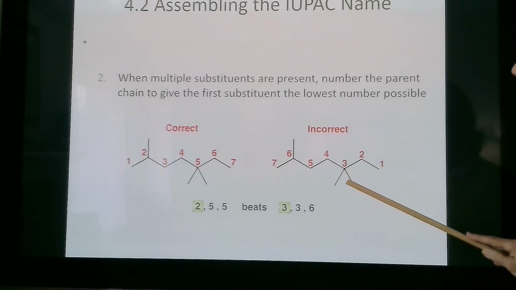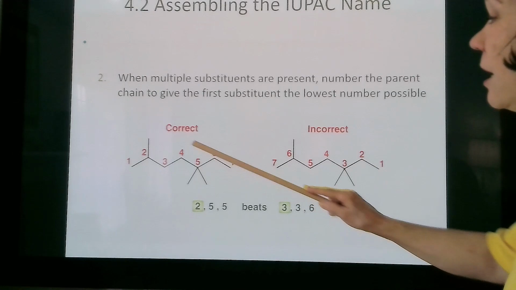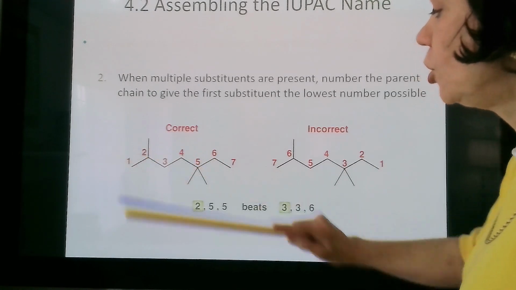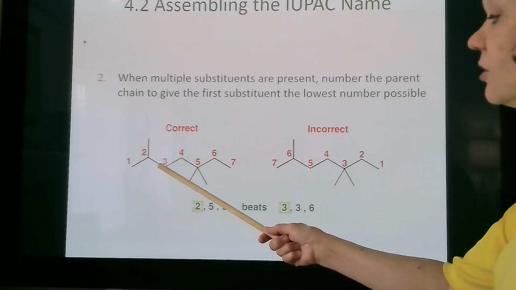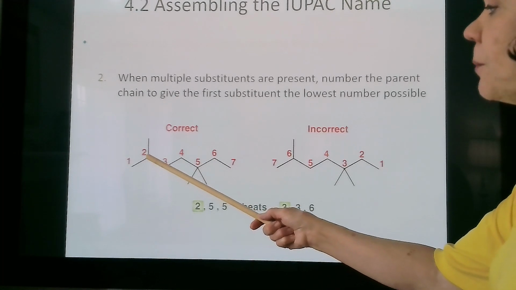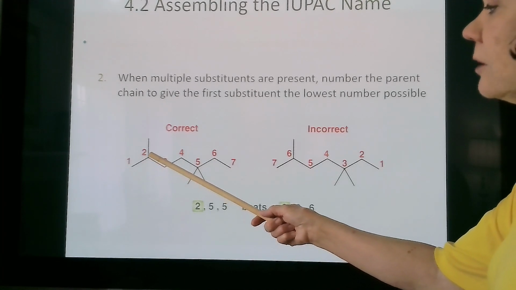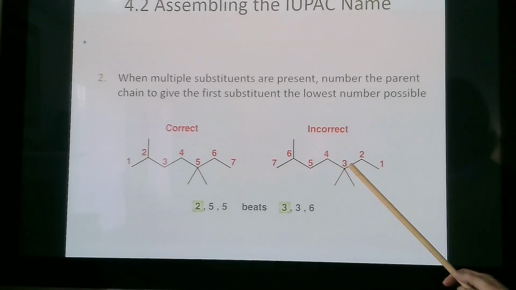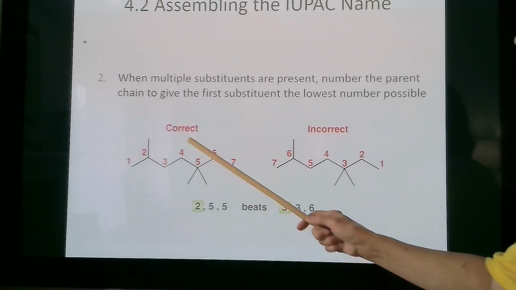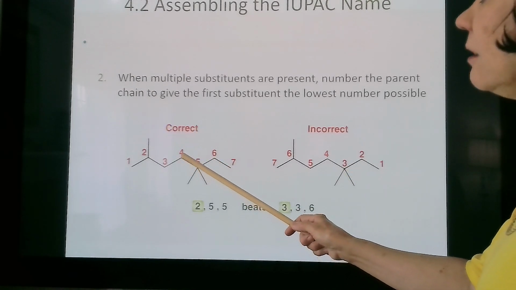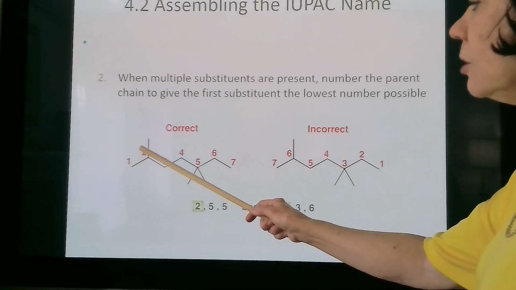So here the first substituent would be at the 3 position. Here the first substituent would be at the 2 position. So this is correct because the lowest numbered substituent is 2. Here the lowest numbered substituent is 3. And so you use the one that has the lowest numbered substituent.